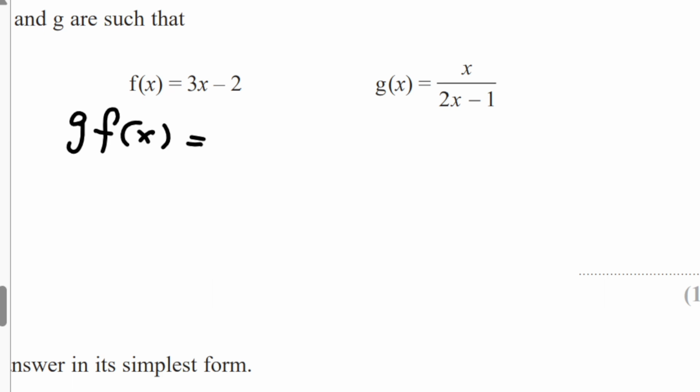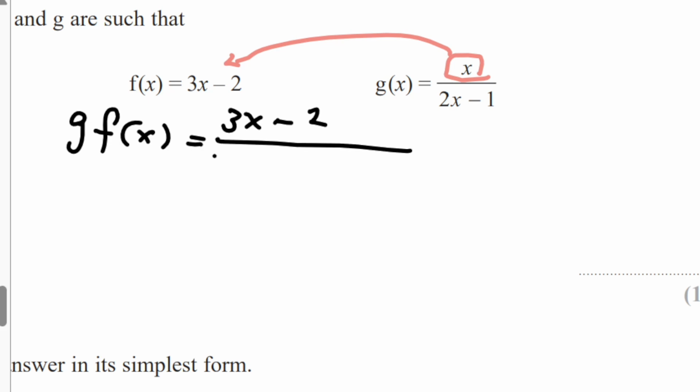I'll first replace this x with f of x, which is this value. So instead of x, I write 3x minus 2, divided by 2. And I replace this x again by the value of f. So it's 3, and I'll open brackets, I write 3x minus 2. And then minus 1. This one here. Now we just simplify. So that equals 3. Let's write it again.